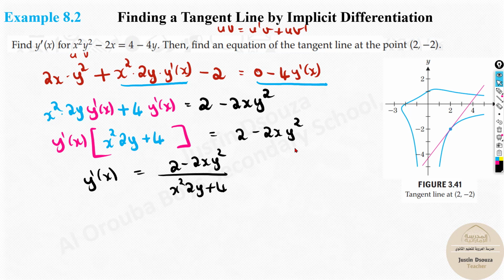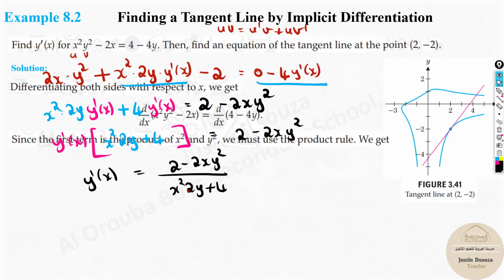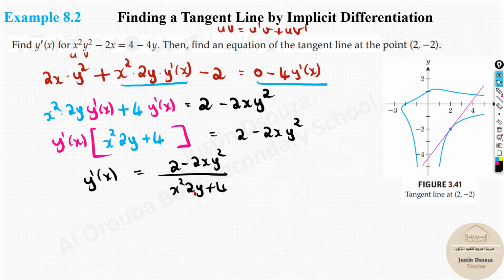This is the slope. Let's just double check the answer quickly. 2 minus 2xy squared by 2x squared y plus 4. That's correct. I've just written x squared first and 2y. It's fine. However you do, the answer will not be different. As long as you know when it's multiplied, they're all a single term, so they will be ultimately multiplied together.